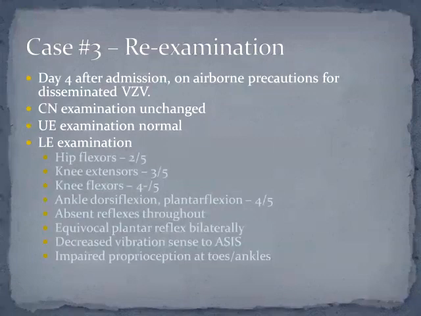So he was re-examined a few days later; he was on airborne precautions for disseminated VZV at that time. When I went in to examine him, his cranial nerve assessment was unchanged. His upper extremities were unchanged, but in the lower extremities he had developed profound weakness. His hip flexors were now grade 2, knee extensors grade 3, knee flexors grade 4, and then 4 distally. Reflexes were dropped throughout his lower extremities, and he had decreased vibration sense throughout the entire lower extremities now.